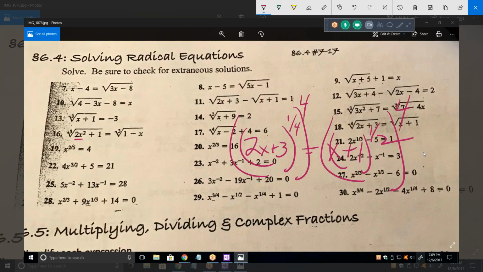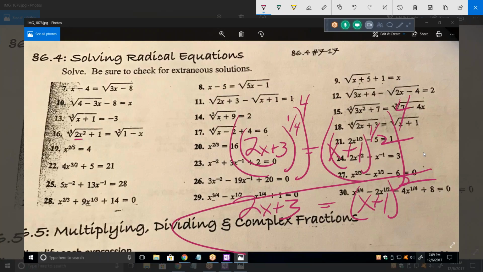now the left side becomes 2x plus 3, and the right side becomes x plus 1 quantity squared. Now that's an easy problem. Just square the x plus 1. It's a quadratic. Put everything on one side, factor, solve it. And by all means, test your two solutions, because quadratics are always going to give you two solutions.